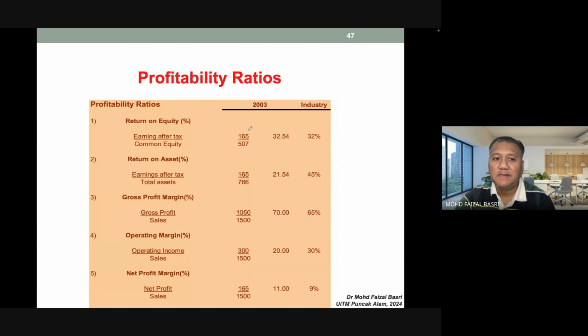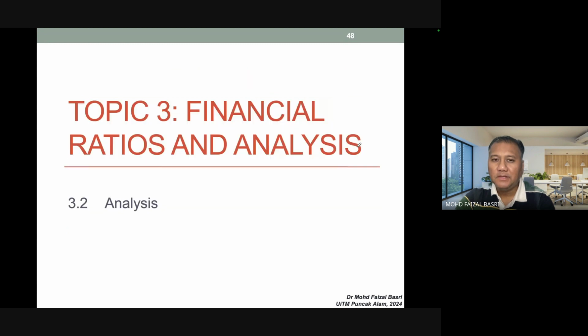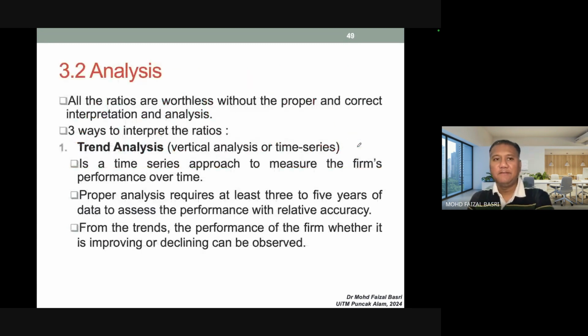Okay, cuma dia tak ada market ratio kat sini. Okay, they don't have market ratios. So to wrap up this topic, we have a few different analyses. Okay, 3 ways. Number 1 is called trend analysis. Okay, whereby trend analysis ni adalah menggunakan time series.